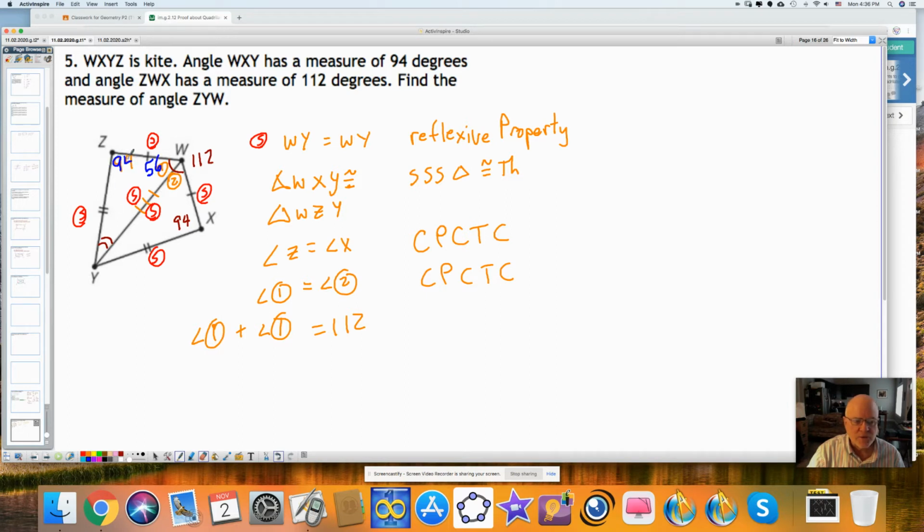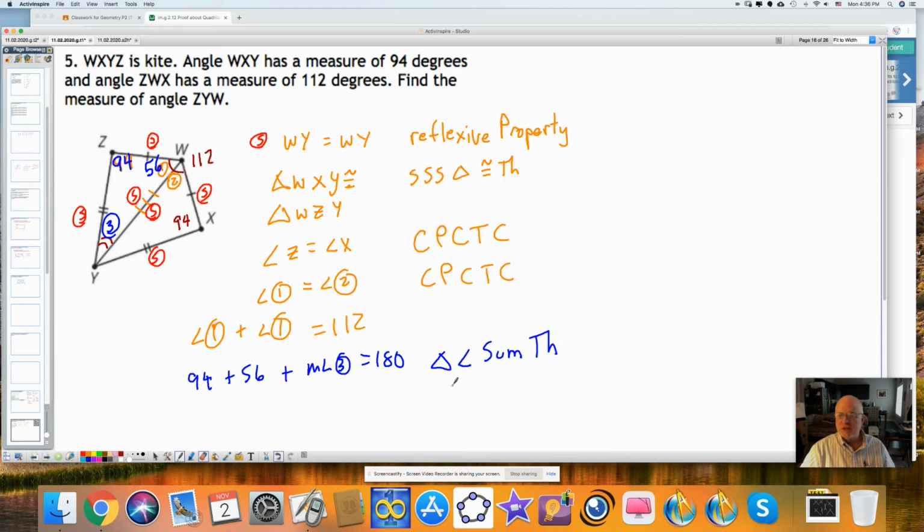Now, if I'm going to call this guy angle 3, what rule allows me to say that 94 plus 56 plus the measure of angle 3 is equal to 180? What rule? Because you have to have a rule anytime you make a statement. This is the addition property or substitution, because I'm substituting it in. So here we have the triangle angle sum theorem. This says that the angles of a triangle sum to 180 degrees. And from this I can solve so that the measure of angle 3 is equal to 30.